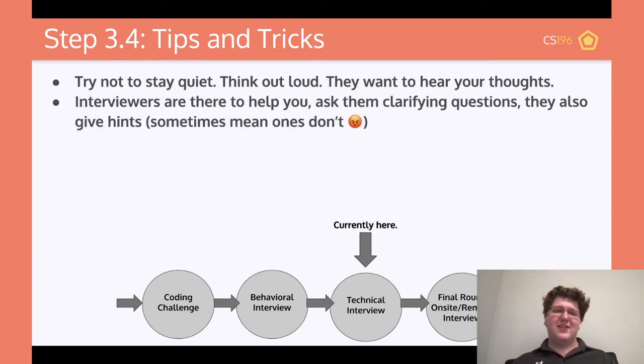So, yeah, try not to stay quiet. Interviewers are there to help you, so ask them clarifying questions. They usually give you hints. Sometimes the mean ones don't. That's pretty sad, but most interviewers, if you get stuck, they'll give you hints.